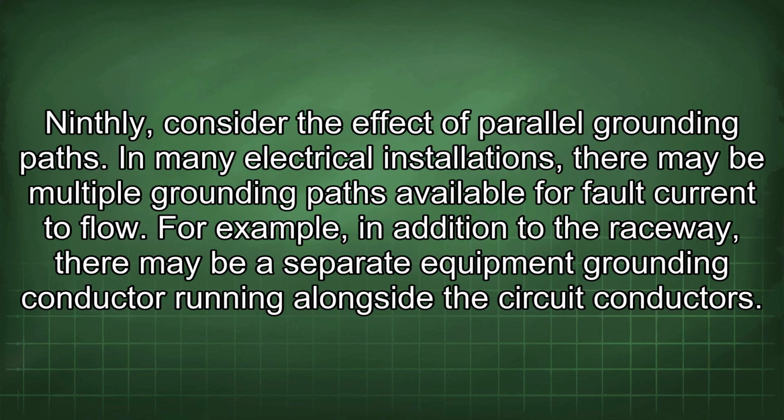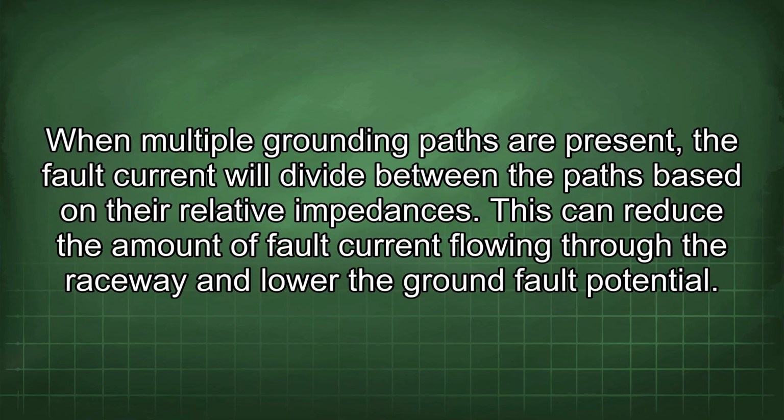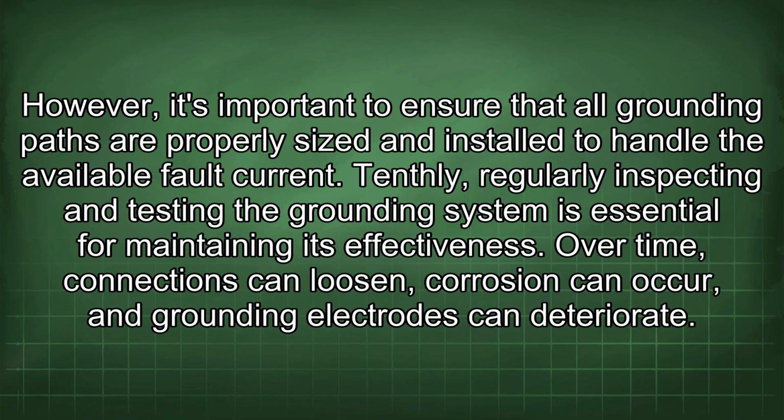Ninthly, consider the effect of parallel grounding paths. In many electrical installations, there may be multiple grounding paths available for fault current to flow. For example, in addition to the raceway, there may be a separate equipment grounding conductor running alongside the circuit conductors. When multiple grounding paths are present, the fault current will divide between the paths based on their relative impedances. This can reduce the amount of fault current flowing through the raceway and lower the ground fault potential. However, it's important to ensure that all grounding paths are properly sized and installed to handle the available fault current.